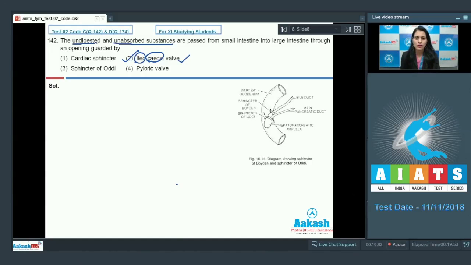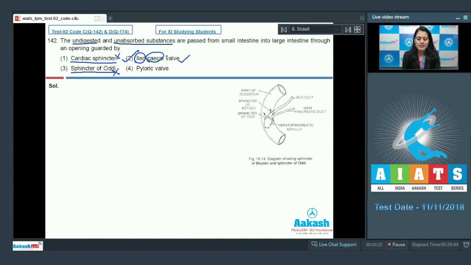Let's discuss other options also. The very first option given is cardiac sphincter, and this is a sphincter which guards the opening of stomach into esophagus. It will prevent the backflow of stomach content or its acidic content into the esophagus. So this is an incorrect option. Our third option is sphincter of Oddi, and as you can see here in this figure, sphincter of Oddi guards the opening of the common hepatopancreatic duct. So this is an incorrect option.